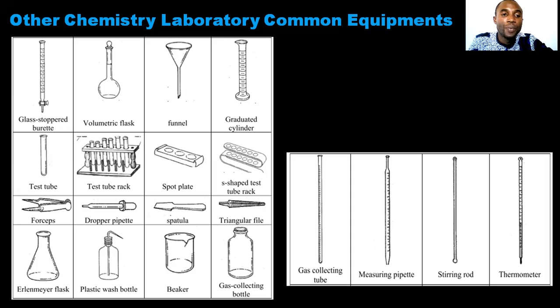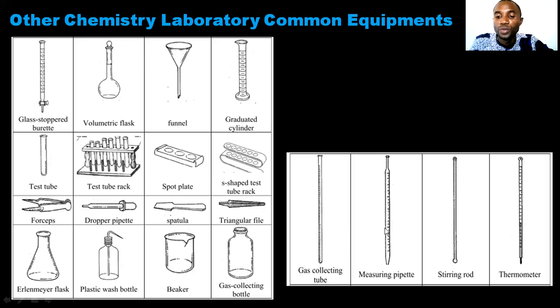So the tip is glass, while this one is a volumetric flask. The small size of it is 250. We have different sizes, like 1000 cm cube, which is 1 dm cube. This is a funnel. This is a graduated cylinder. This is a test tube. This is a test tube rack where we put it. You can see several of them here, beakers and even wash bottles and all of that.